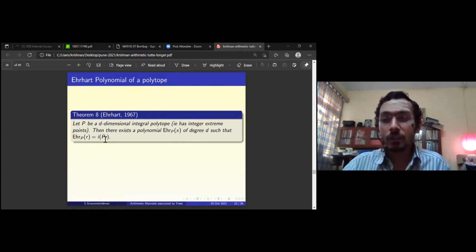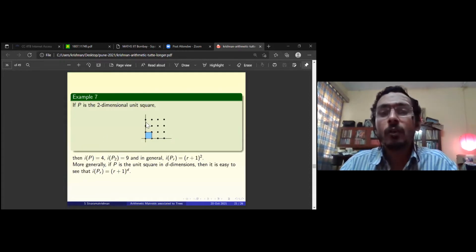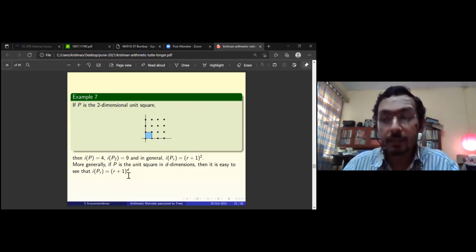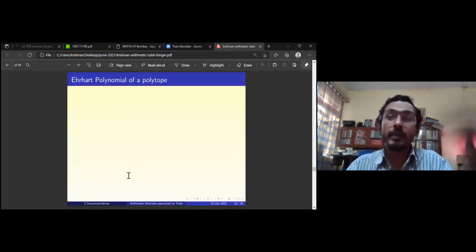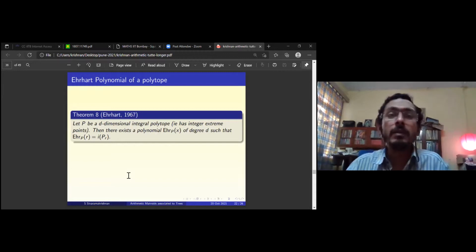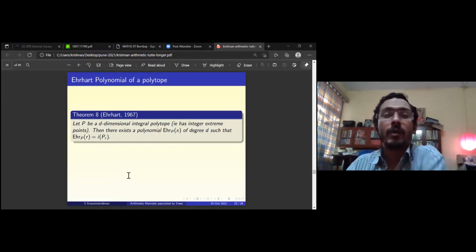This is similar to what we have in this example. What is the polynomial? The polynomial is (R+1) whole squared. If you look at the unit square, the polynomial is (R+1) whole squared. If you look at the unit cube in d dimensions, it is (R+1) to the d. You get such a polynomial. This is true for arbitrary integral polytopes. We have seen one example, which doesn't prove much, but this theorem of Ehrhart says you can do this.